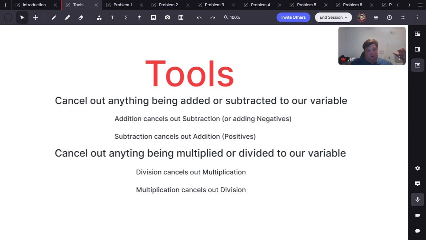And it's important that you go in this order, right? So first thing you do is you take care of anything that's being added or subtracted to our variable. The second thing is you do the multiplied or divided to our variable. And it's kind of like PEMDAS, except opposite, right? PEMDAS, you would multiply or divide first, and then you'd add or subtract. But when you're undoing the problem, you do the opposite.